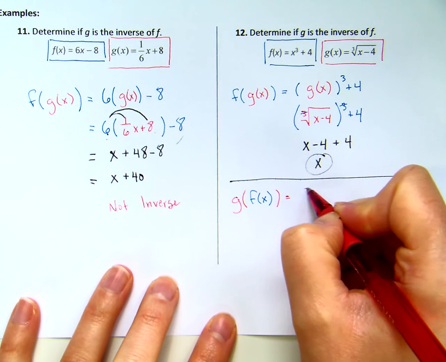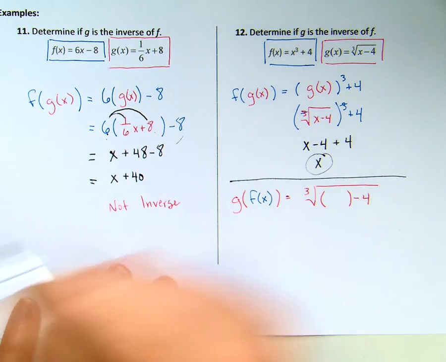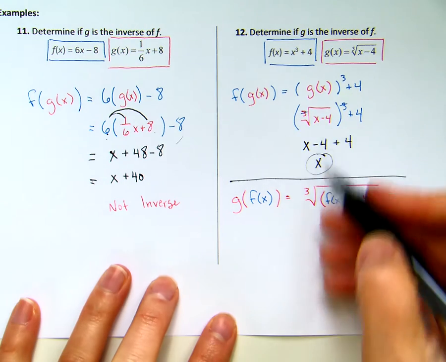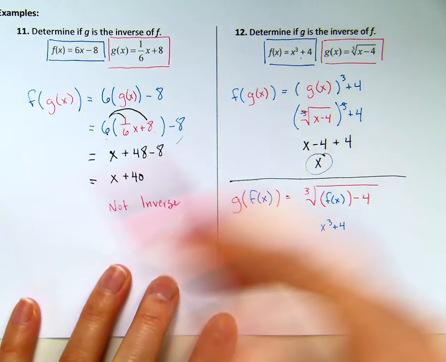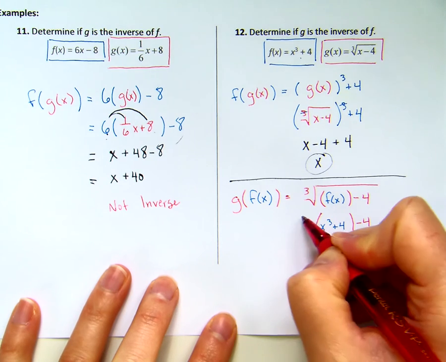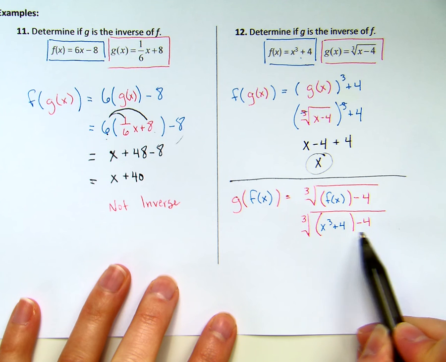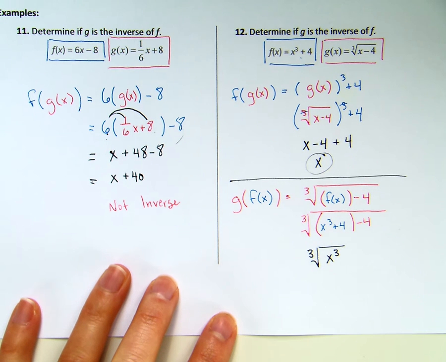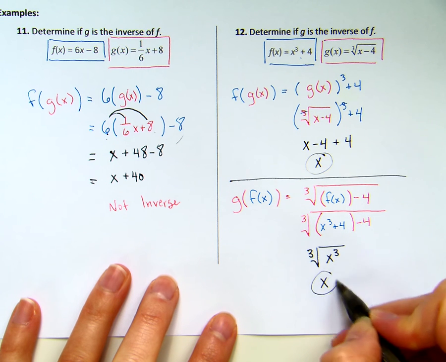So the g of x function was the cube root of x minus 4. Everywhere we see an x in this function, we're going to replace it with f of x. So f of x we know is x cubed plus 4. Everything else from the g of x function will carry down as is. All right, so now let's start simplifying. We've got a plus 4 and a minus 4. Those are going to cancel, leaving us with the cube root of x cubed. Once again, we know a cube root and a cubed exponent will cancel, leaving us with just x.